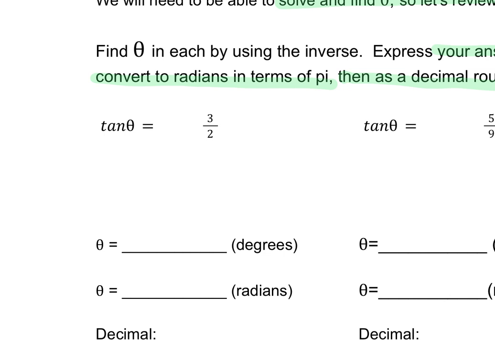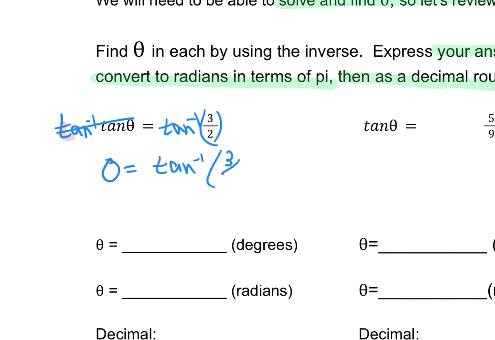So in order to undo the tangent, we do the inverse of it on both sides. And what that does is that gets rid of the tangent, and you are just left with theta. So you'd have theta equals the inverse tangent of 3/2.